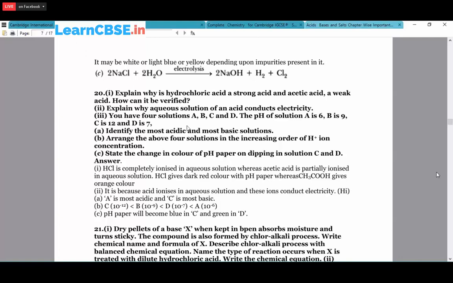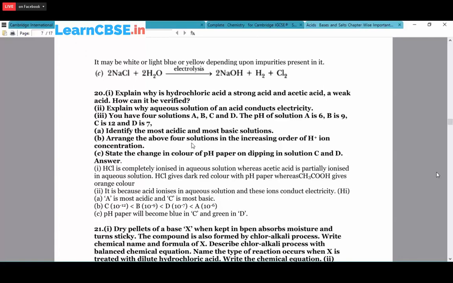You have four solutions A, B, C, D. The pH of solution A is 6, B is 9, C is 12, and D is 7. Identify the most acidic and most basic solutions. The most acidic is A because its pH is less than 7, and the most basic is C with pH 12.